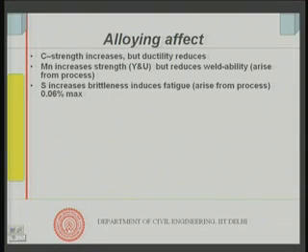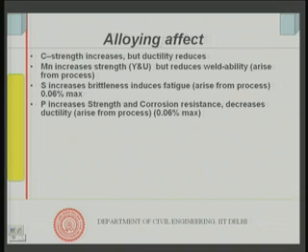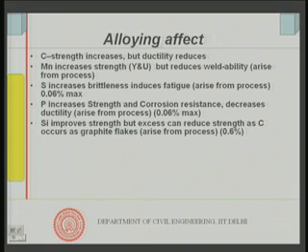Sulfur increases brittleness, induces fatigue, and this also arises from the process, because of the iron ore you are getting, or in the process you might be adding something which will bring this into the steel. So, it comes from the process actually, and its percentage is controlled to 0.06% maximum, because it increases the brittleness and induces fatigue, possibly lowers fatigue strength. Phosphorus increases strength, also increases corrosion resistance, but decreases ductility, and it also arises from the process, and its specified maximum percentage is 0.06%.